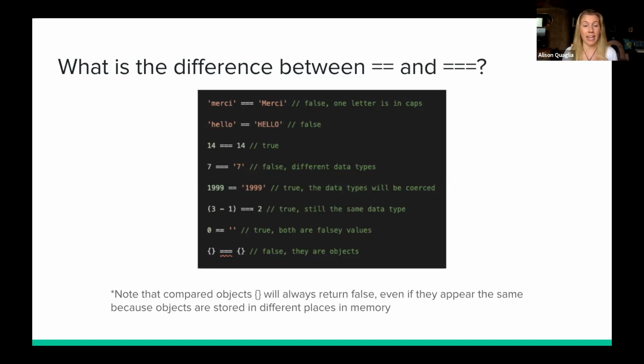And then one catch is if you try to do triple equals with 2 different objects, it's always going to return false, even if you have totally identical looking empty objects, because objects are stored in different places in memory. So therefore, they're never actually going to be considered the same. It'll always be false.